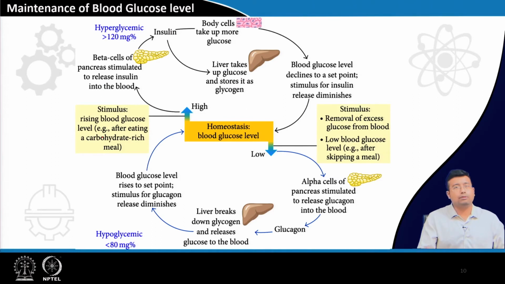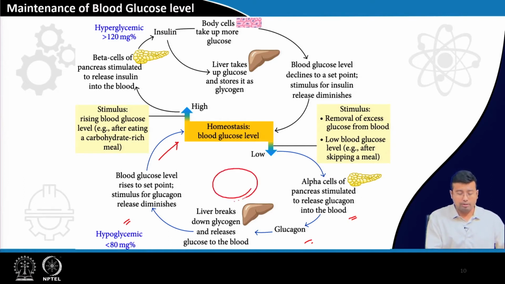So, when the glucose level is low, alpha cells of the pancreas are stimulated to secrete glucagon. Glucagon will promote breakdown of glycogen and synthesis of glucose in the liver, glycogenolysis and gluconeogenesis, and that will ultimately increase the blood glucose level. So, this is how glucose homeostasis happens when the blood glucose level is low.